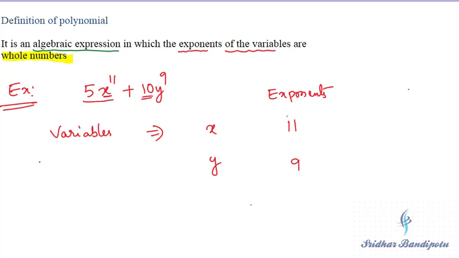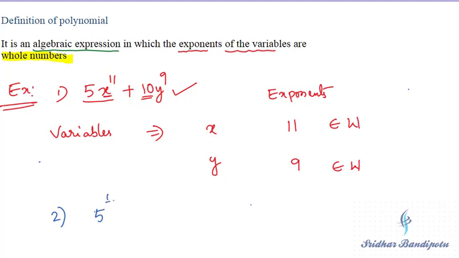Now, are the exponents of the variables whole numbers or not here? 11, can we say it is a whole number? Yes, it is a whole number. 9, yes, 9 is also a whole number. Therefore, this is satisfying the definition. So the first example is a polynomial. Is it clear? Now, let's take one more example.